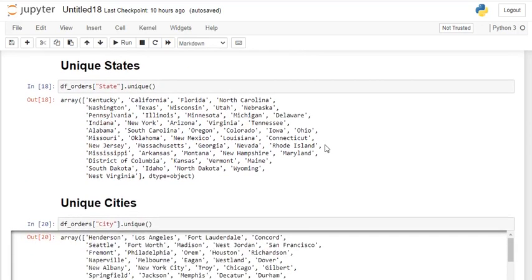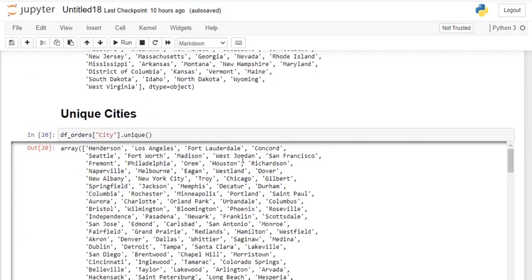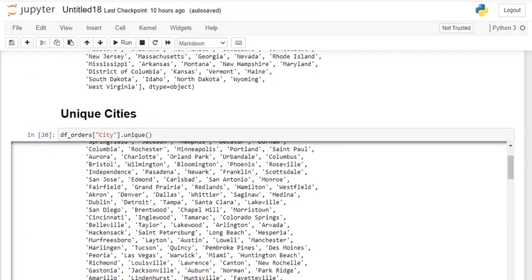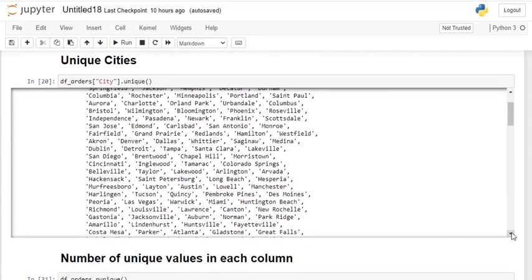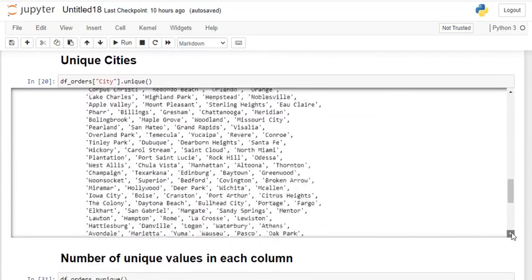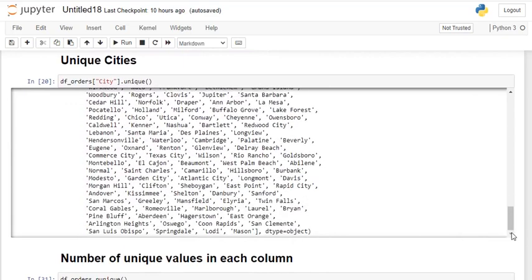Unique states. States is one of the major columns in the data set. That is, what are the different states? There are different states in the US. All these states are visualized here. Then unique cities: what are the different cities in the different states? So these are the different cities. There are a number of cities.